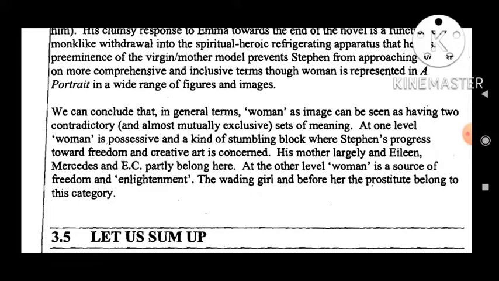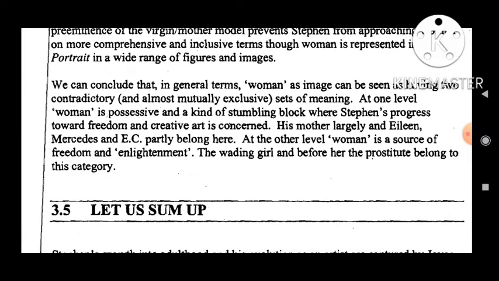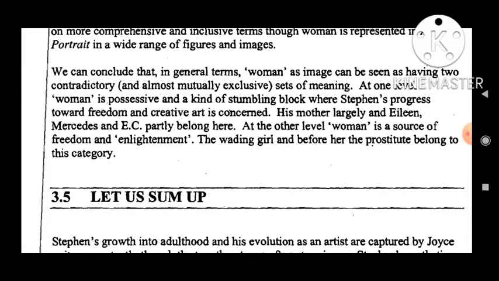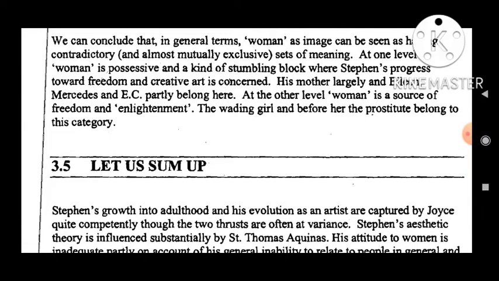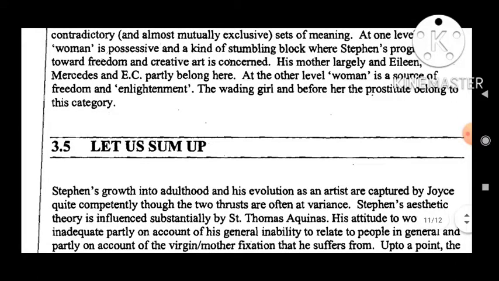though woman is represented in A Portrait in a wide range of figures and images. We can conclude that, in general terms, woman as image can be seen as having two contradictory and almost mutually exclusive sets of meaning. At one level, woman is possessive and a kind of stumbling block where Stephen's progress toward freedom and creative art is concerned. His mother largely, and Eileen, Mercedes and E.C. partly belong here. And at the other level, woman is a source of freedom and enlightenment. The wading girl, and to an extent the prostitute, belong to this category.